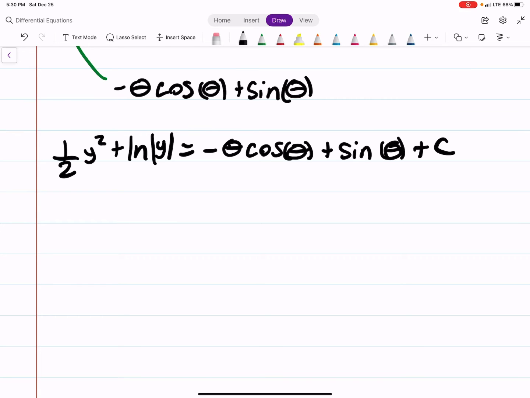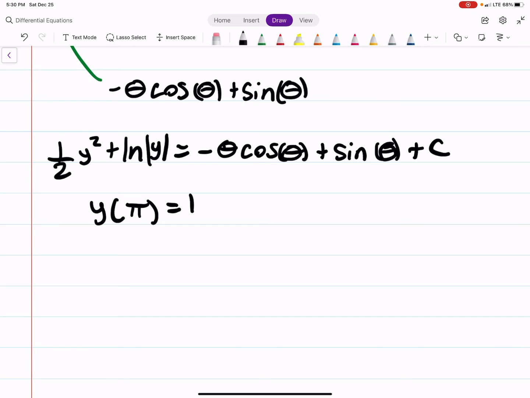Now, this is a general solution, but we can get the particular solution because we know y evaluated at pi is just 1. Okay? So let's see, if I plug in 1 for y and pi for theta, I'm going to get 1/2 equals, well, that'll just be pi, because cosine of pi is -1 when you plug that in, so that makes that positive. And then, of course, sine of pi is 0. So c then is just 1/2 minus pi. We know what that constant is.